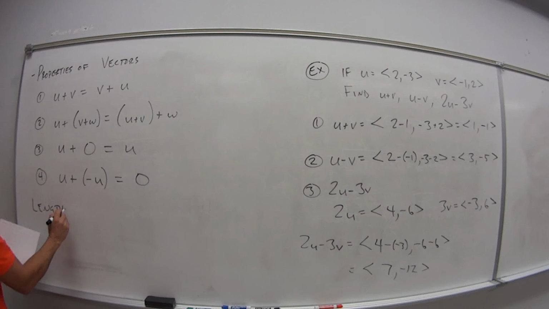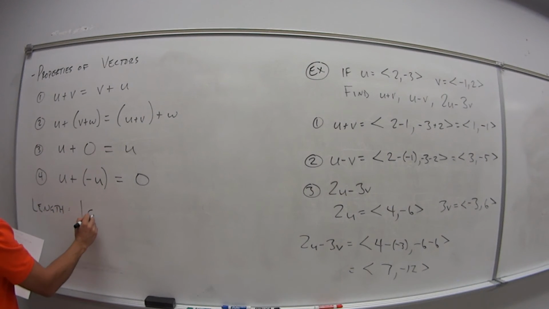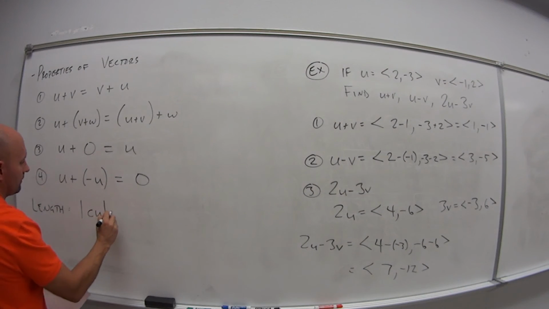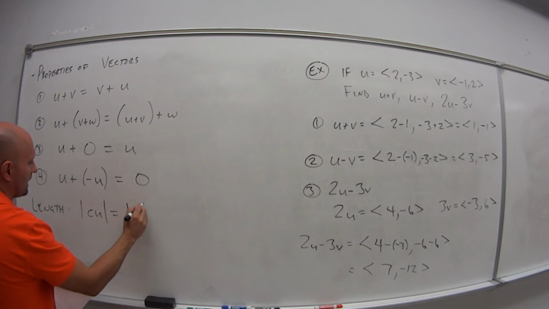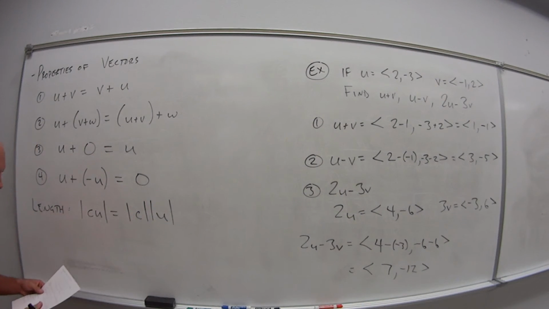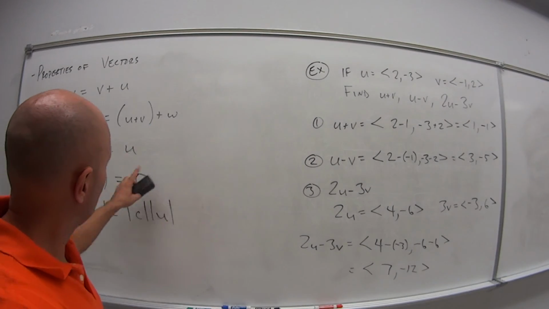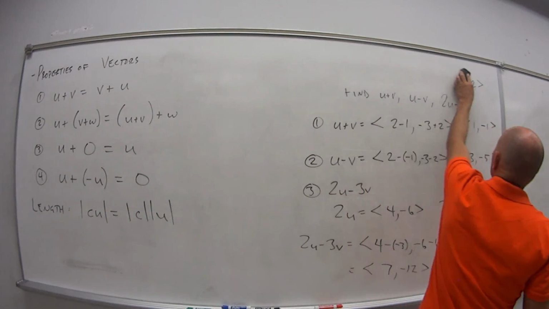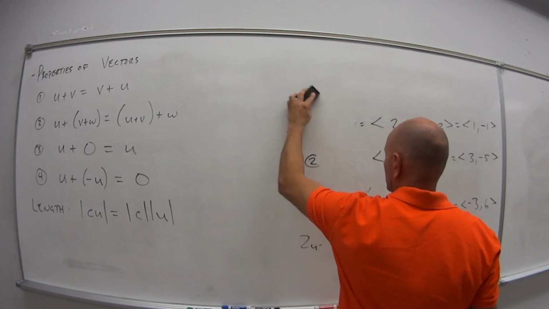For length of the vector, if I have some scalar that I multiply by the vector, it's the same as if I take the absolute value of that scalar and then multiply it by the length of that vector. So those were our addition properties, and the reminder of our length property. We looked at that one earlier.